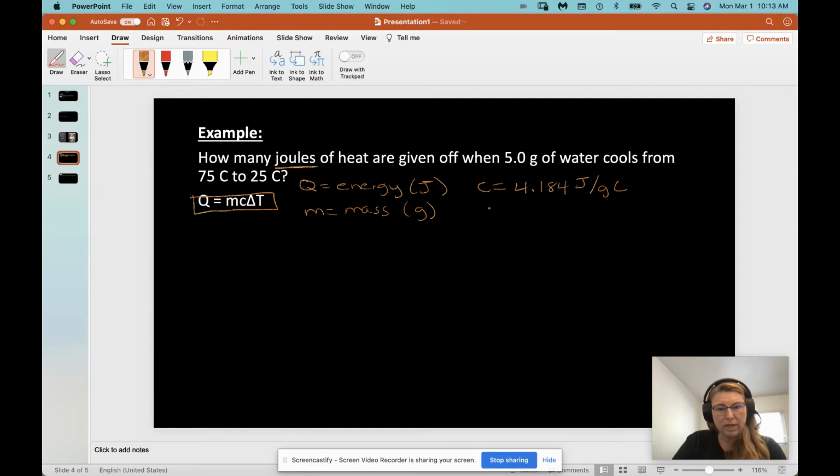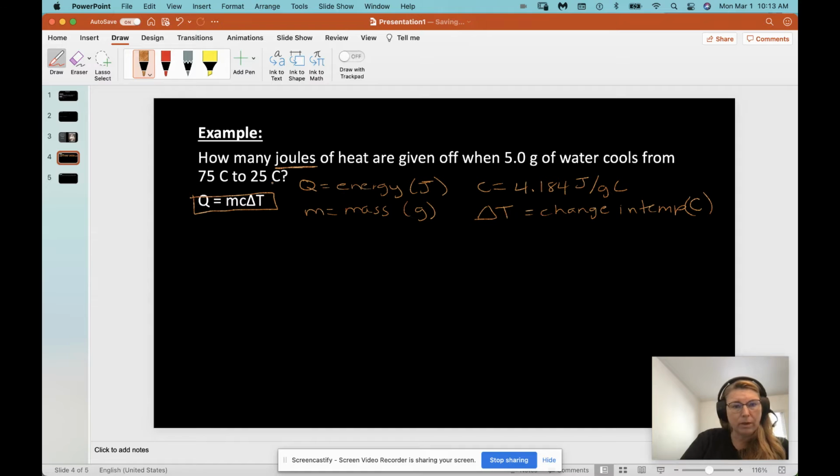And then the final one is delta T. Remember that this triangle, delta, means not just temperature, but a change in temperature. And this is going to be in Celsius.